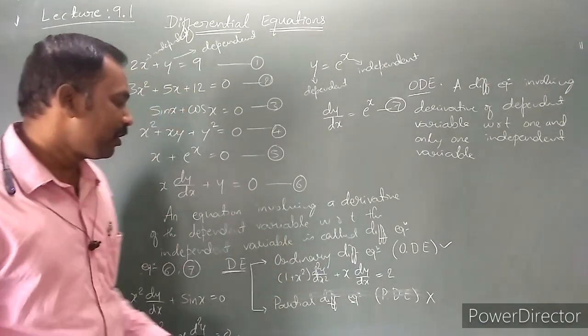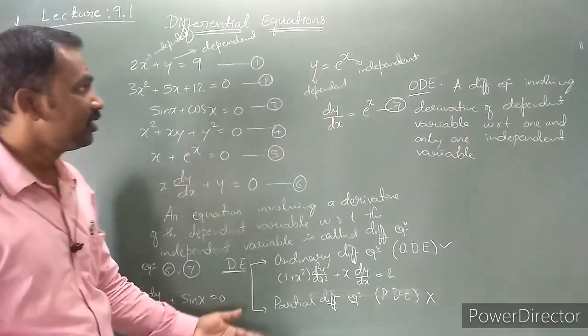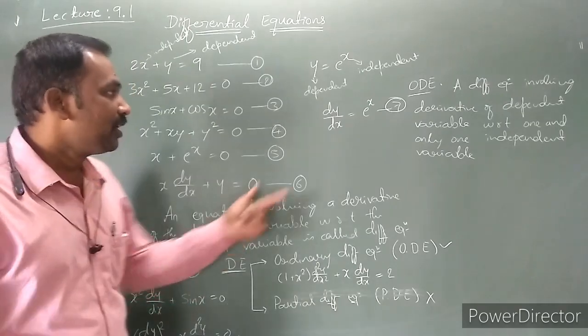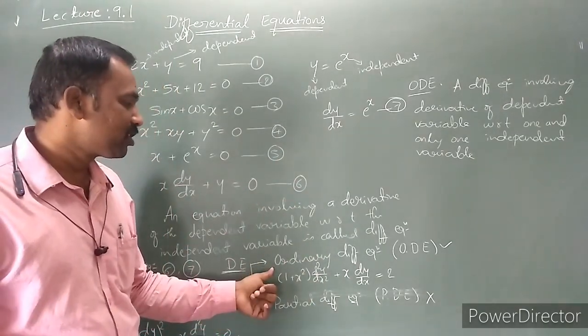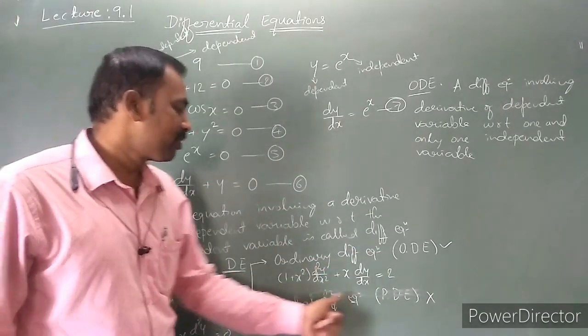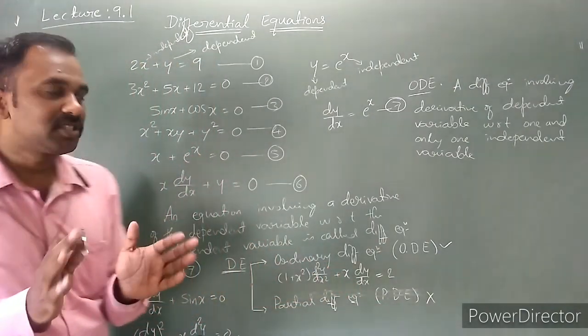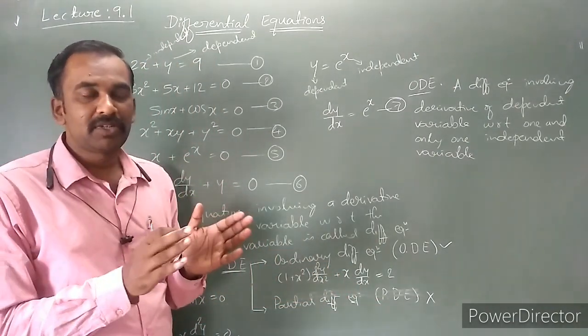Is that clear? Now, this is all about the differential equation definition and its two types. One is the ordinary differential equation, another one is the partial differential equation. Very simple thing is that what is the differential equation?